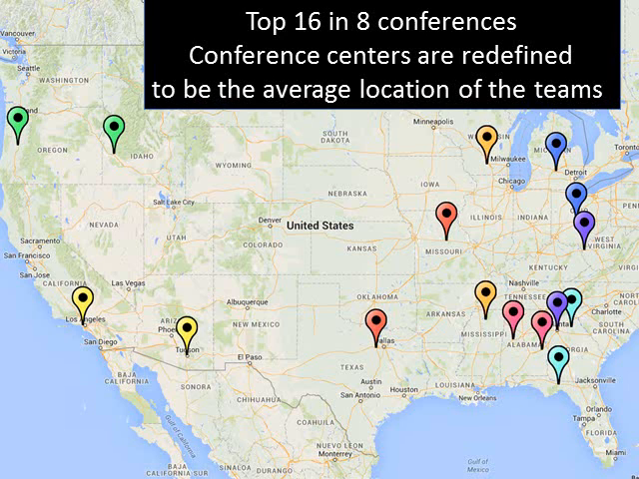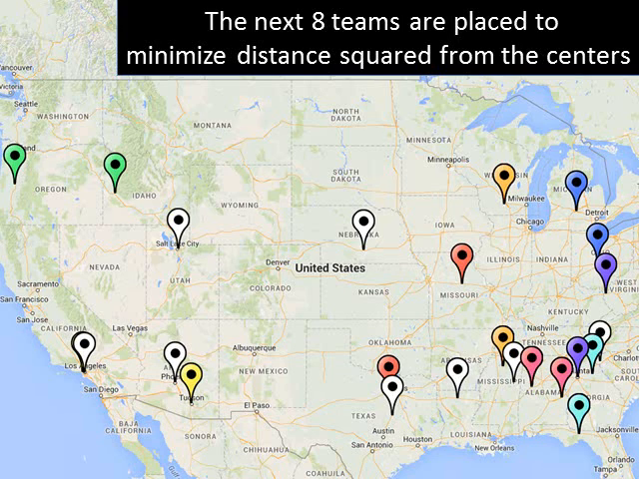And then we're going to move on to the next group of 8 teams. So here they are. And then we just do the same thing as before. We're minimizing the distance squared of each of these teams to the center of the respective conferences.